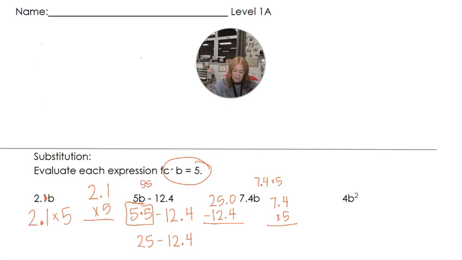Okay, our next one says that we have 4B squared. So we have 4, these are stuck together, times 5, so it's not 45, it's 4 times 5 squared. So we need to do this squared first. So that means 5 times 5 is 25. And now we have 4 times 5 to finish the problem. So go ahead and do 25 times 4 to finish that problem.